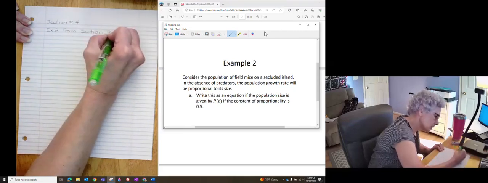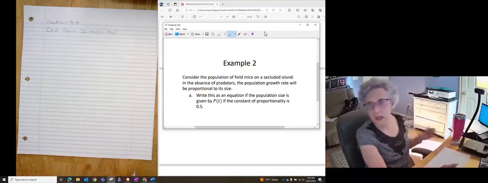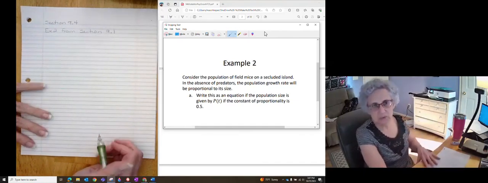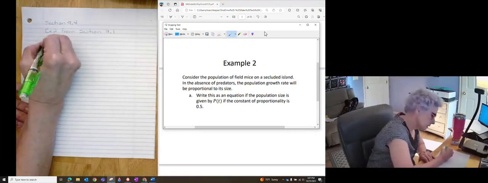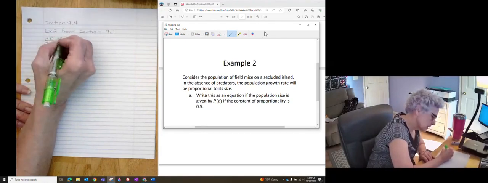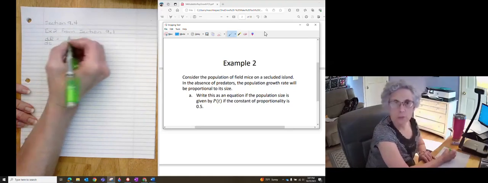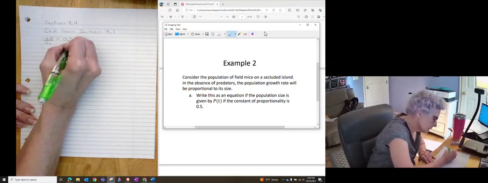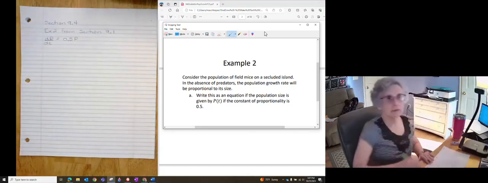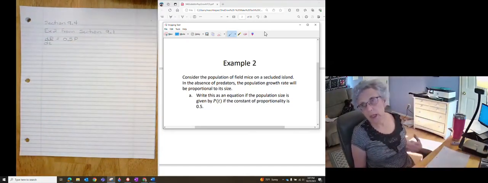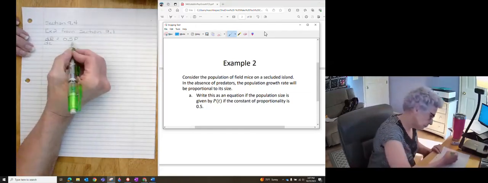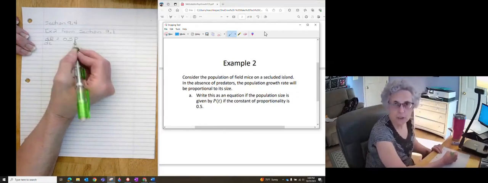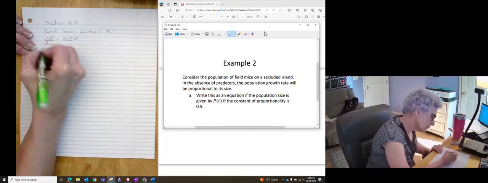from section 9.1, and we're kind of modifying it. So first let's just write this as a differential equation. dP/dt is equal to your proportionality constant, 0.5, times P. Now we know how to solve this. This is a separable differential equation, and we know how to solve those now.